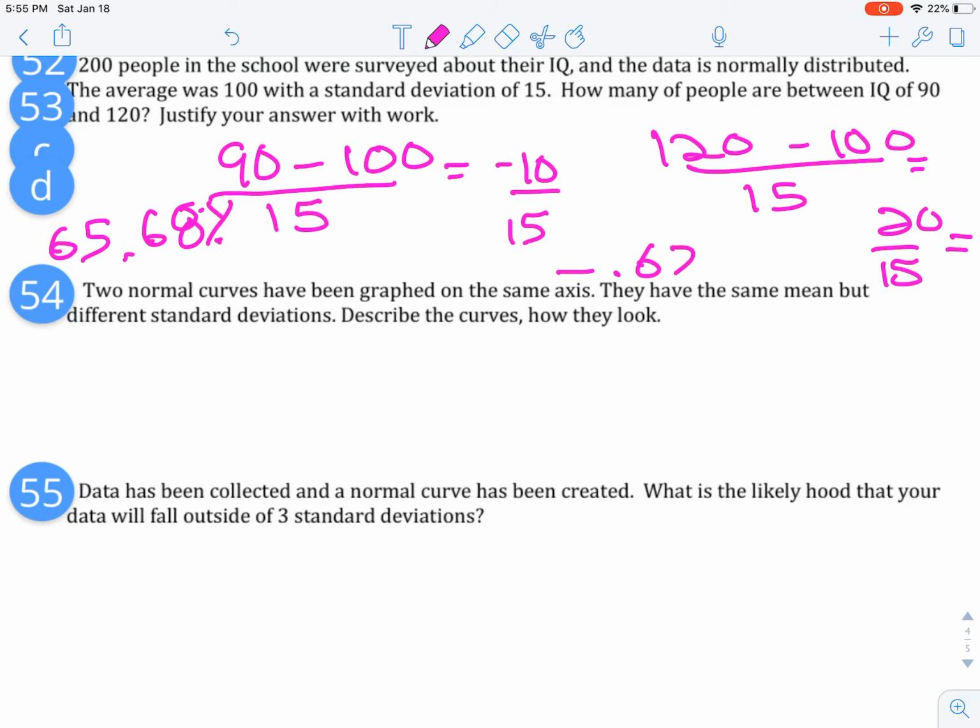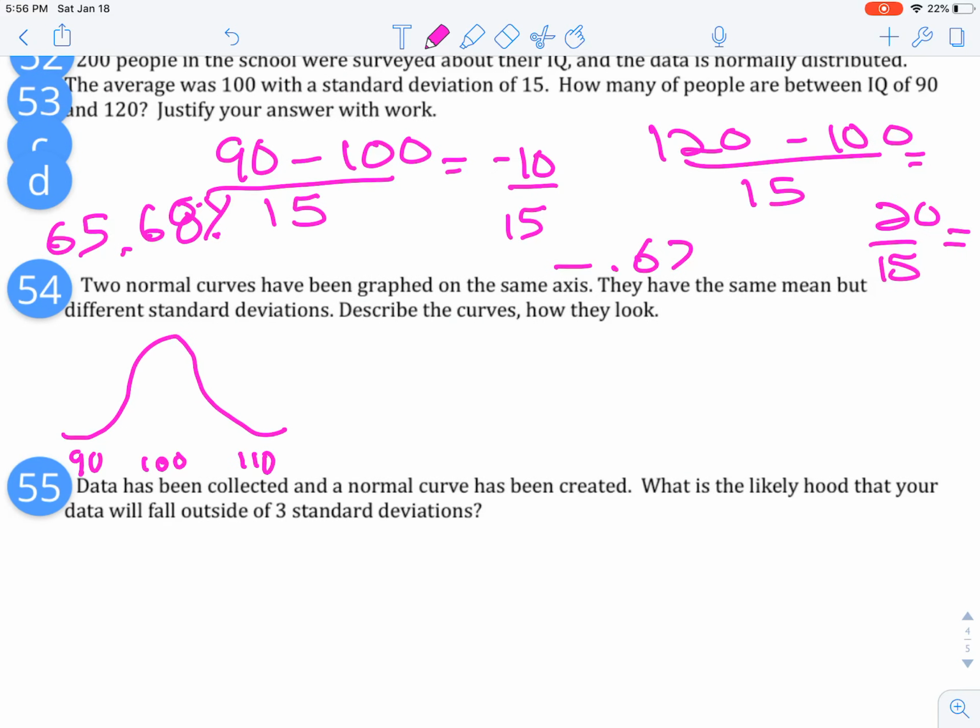Question 54. Two normal curves have been graphed on the same axis. They have the same mean, but different standard deviations. Describe how the curves look. So they have the same mean, but different standard deviations, okay? So one could be like this, and you'd have a mean in the middle. It's like 100, right? And then one standard deviation away could be like 110, and then it'd be like 90.